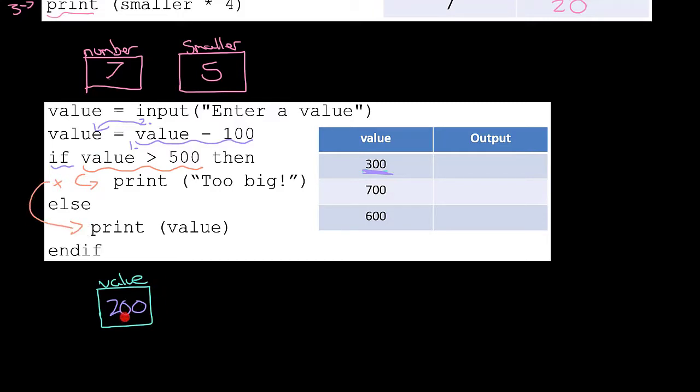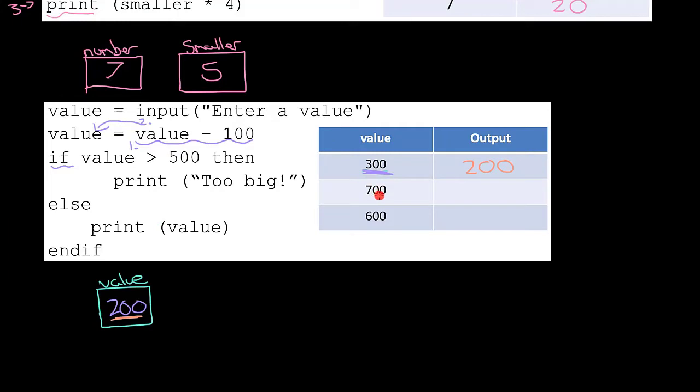Let's have a look. What is in value? It is 200. Is 200 greater than 500? No, it's less than, which means I'm going to do this here, print the value. So I end up with 200 here because that's what's in my box. Okay, let's do the next one then.